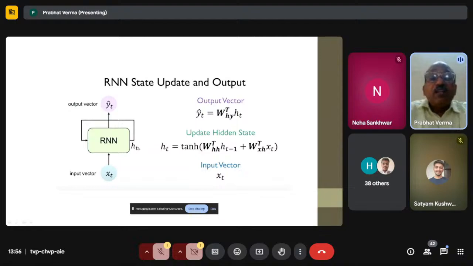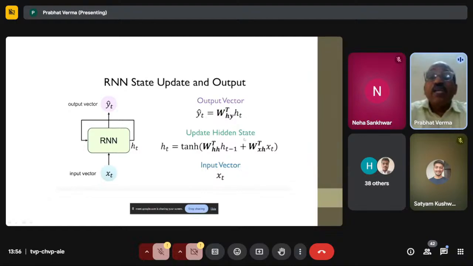So we have this input vector xt, this hidden state ht, which is holding the previous history also, and this output vector y cap t. The output vector y cap t will be equal to W transpose of hy into ht. That is, the weight hy transposed, multiplied by ht. So y cap t is computed in this way.